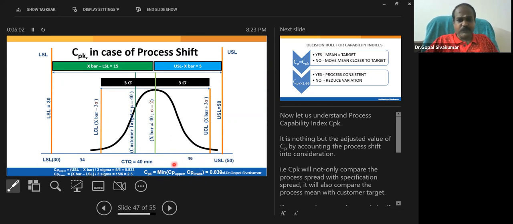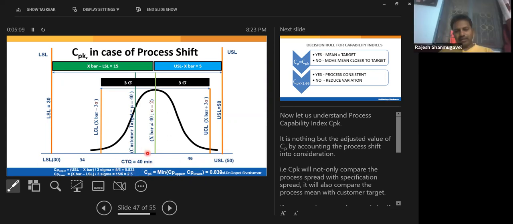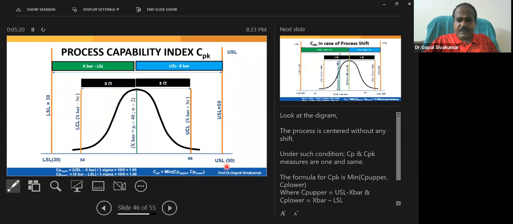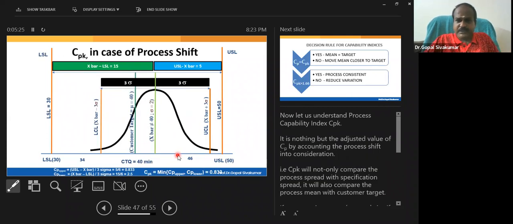Which is carrying the value? Cp upper. Look at the Cp upper. How much is it? 0.8. But Cp lower is 2.5. Out of the two, you should pick 0.83 only. Now Cpk is 0.833. But for the same process, Cp is 1.67. Under this condition, if you calculate Cp, it will be 1.67. But Cpk is 0.833.